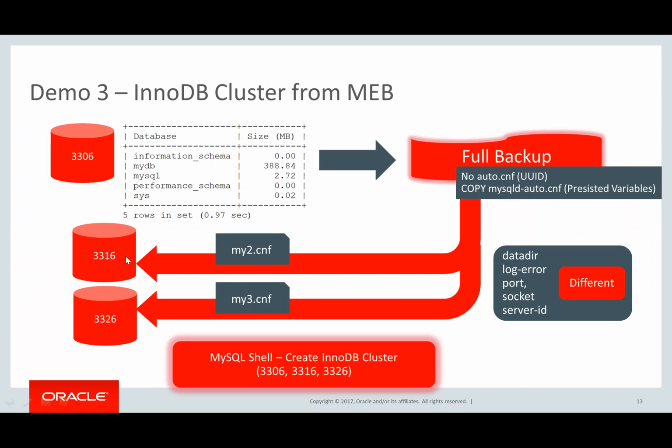When we provision this as another server, we do not need the auto.cnf, because they have to be individual servers with a different UUID and server ID. And we need the configuration to be a little bit different: the data directory, log error, port number, socket, server ID. In my case, they are all sitting on the same VM, so I have my.cnf, my1.cnf, my2.cnf, my3.cnf. They are quite similar, except for the path variables.